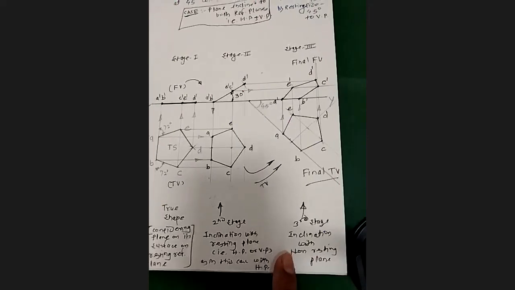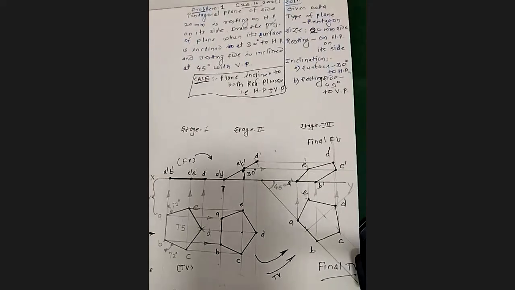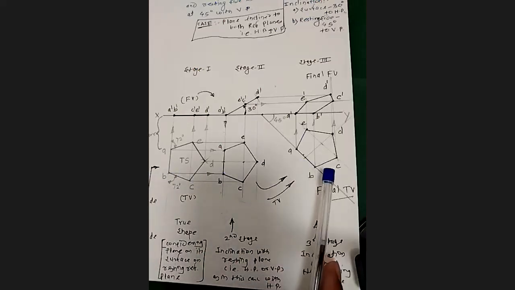What we are discussing here is this problem. A pentagonal plane of side 20 millimeter resting on HP on its side, and then the inclination given with HP and VP. We have completed this solution. In the first stage, everything was already given here. I shared this page with all those remarks yesterday. Now, getting the solution in stage 1, 2, and stage 3.